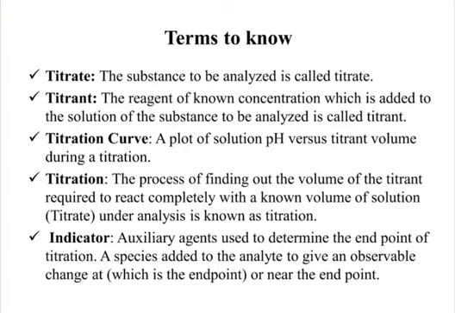Now, indicator. An indicator is used to mark the end point of the titration. Let's discuss the indicator. Indicators are auxiliary agents used to determine the end point of titration. It is a species added to the analyte to give an observable change at or near the end point.